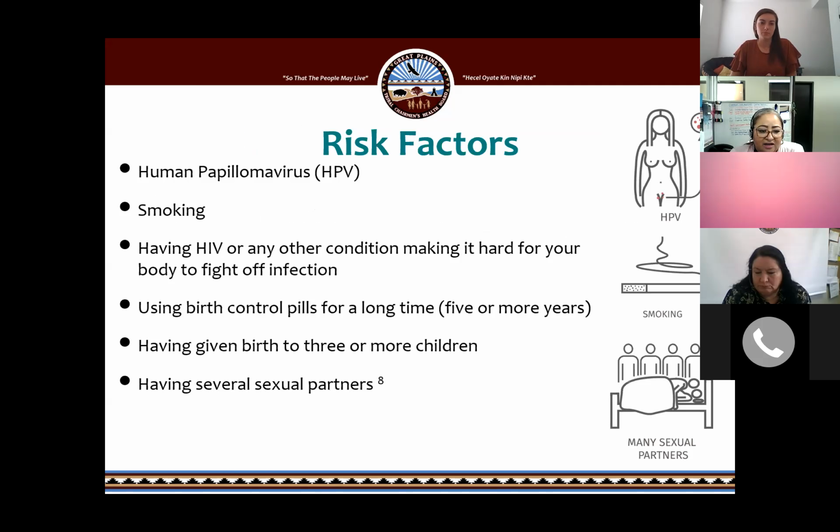So some of the risk factors are: a woman has an increased risk of developing cervical cancer if any of the following are true. If she has HPV, which causes nearly all cervical cancers, and two types in particular are attributed to nearly 70% of all cervical cancer diagnoses. If she smokes, if she has HIV or any other condition that may make it harder to fight off an infection, if she has had a prolonged use of birth control pills, if she's given birth to 3 or more children, and if she's had multiple sex partners.